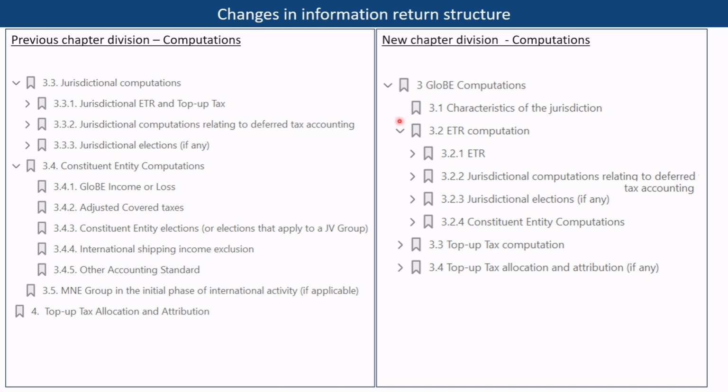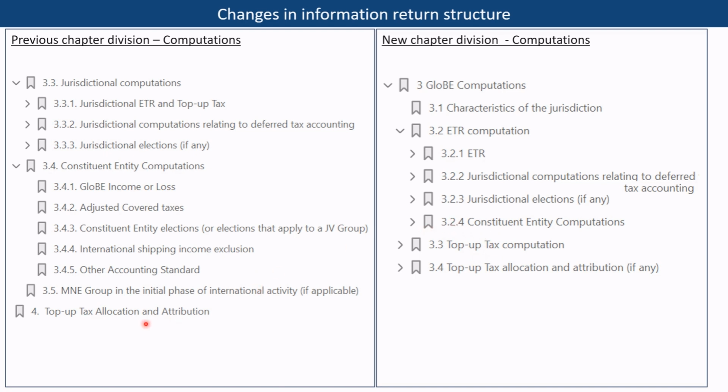You do your ETR computation, where you do your ETR just like you do in 331 in the old one, but it is as though there's a bigger split between the ETR and the top-up tax computation, right? And in both cases, after the jurisdictional computations, you also go down to the constituent entity computations, which you do on the 324 in the new chapter division. You can see there's a 343 in the old chapter division. Also, the new one contains the international shipping and the other accounting standards. These are also under 324.